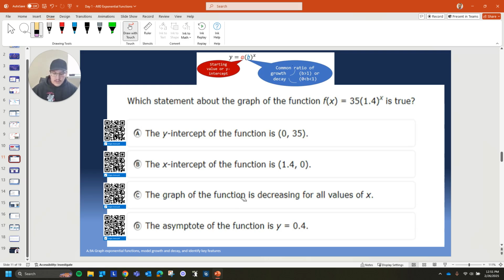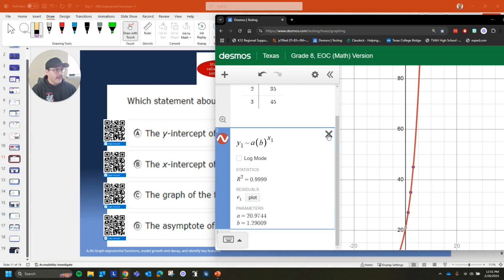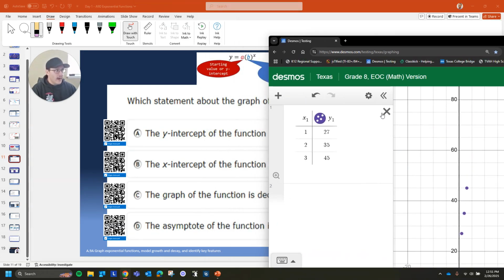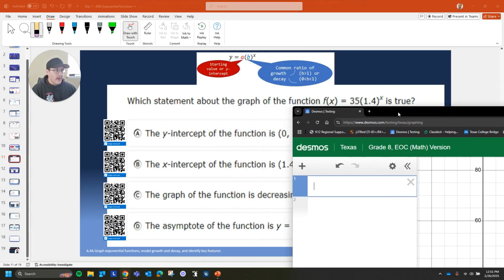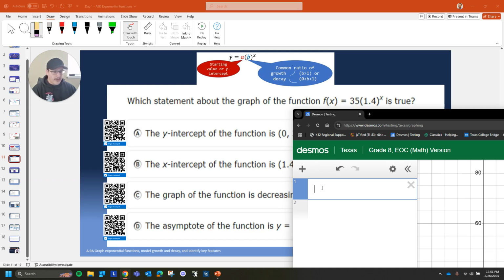So what we're going to do is get Desmos again, and we're going to graph that function. Whatever you have in your Desmos calculator, just erase it, and then we're going to enter the following. You can enter this as y = or f(x), doesn't matter. This time I will use f(x) just to show y'all. So f(x) is equal to 35(1.4) raised to the x power.